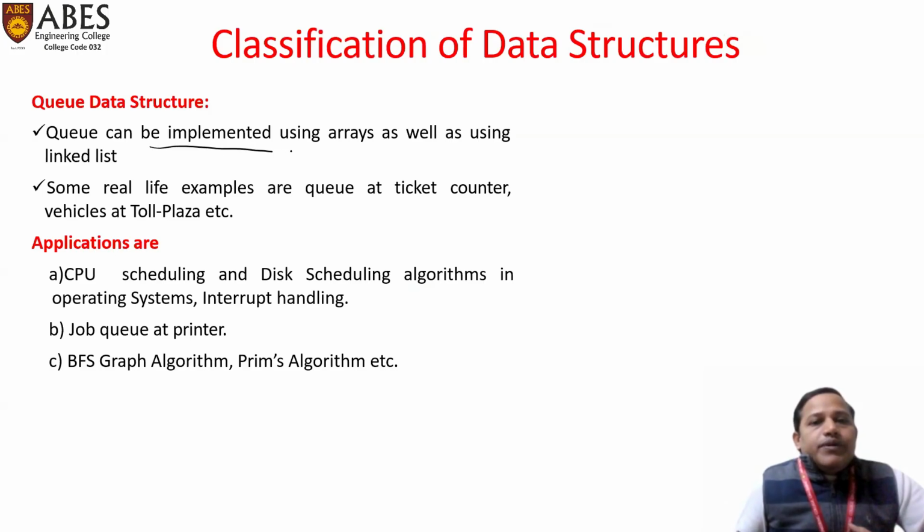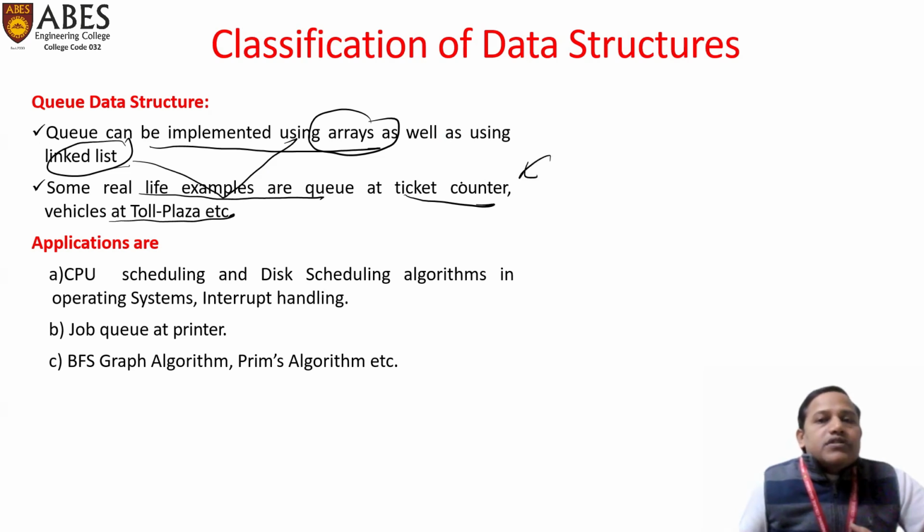Queue can be implemented using array as well as linked list, like stack is also implemented using array and linked list. It is only a logical data structure, and its representation is not possible without array and linked list. Some real life examples of queue are a ticket counter and a vehicle toll plaza, where first in first service is followed.